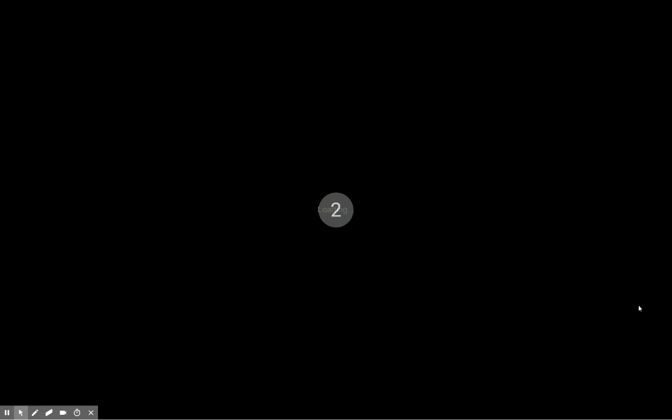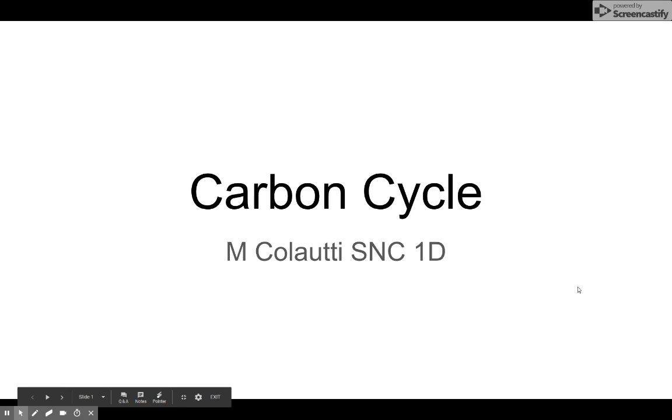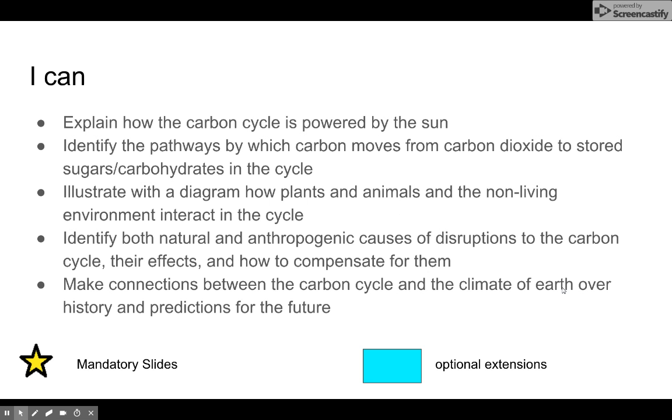This is the third lesson on the carbon cycle. We looked at the structure of the environment and the structure of ecosystems. Now we're going to look at how certain nutrients cycle around and are reused continuously. So the carbon cycle is powered by the sun. It's a storage of energy products built from photosynthesis.